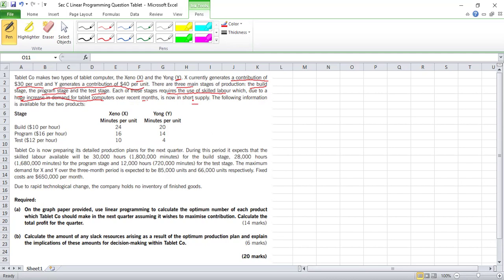The following information is available for the two products X and Y. Build $10 per hour and we need 24 minutes per unit, and then we have $16 per hour and these are the minutes. Test $12 per hour, 10 and 4 minutes. Tablet company is now preparing its detailed production plan for the next quarter. During this period, it expects that the skilled labor available will be 30,000 hours, 1.8 million minutes. So we can use these minutes or we can convert those hours.